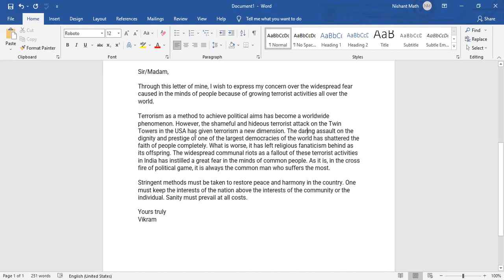The daring assault on the dignity and prestige of one of the largest democracies of the world. Democracies means here the American democracy, students. American democracies of the world. America is also a part of democracy where presidential rule is there, but people have large scale way to express their views, though it is ruled by a president of the country.